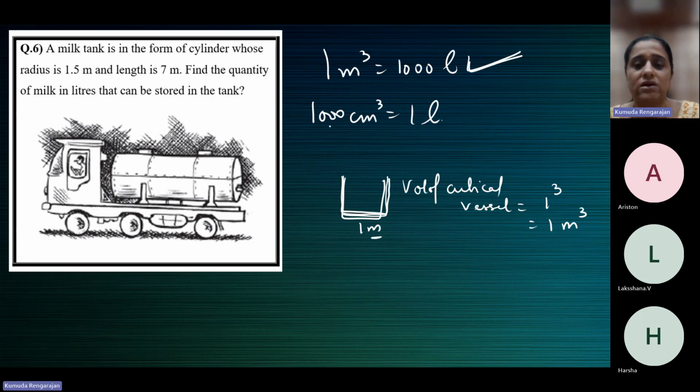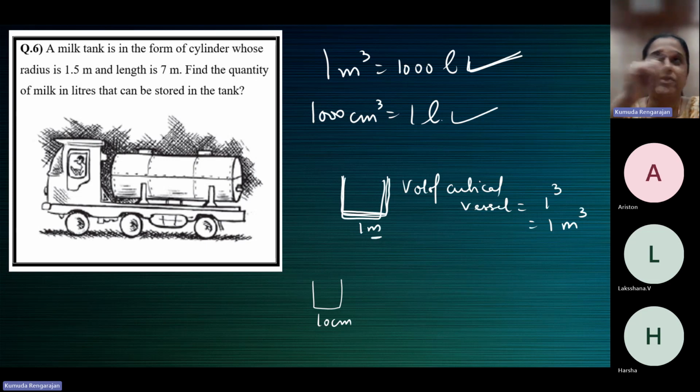Now the second one is 1000 centimeter cubed is 1 liter. What is this? So that means imagine a cubical vessel again, of edge 10 centimeters. 10 centimeters you can imagine with your scale, no? 1, 2, 3, 4, 5, 6, 7, 8, 9, 10. So length of the cube 10 centimeters, breadth 10 centimeters, height 10 centimeters. So a cubical vessel of edge 10 centimeters.